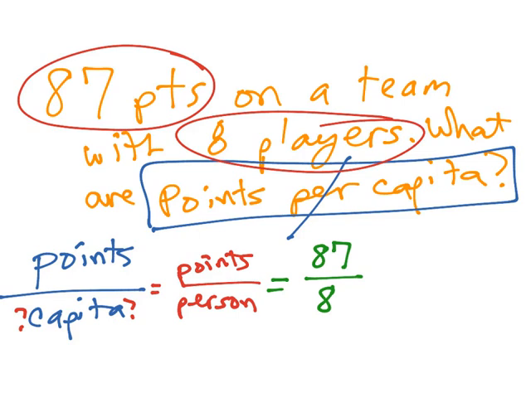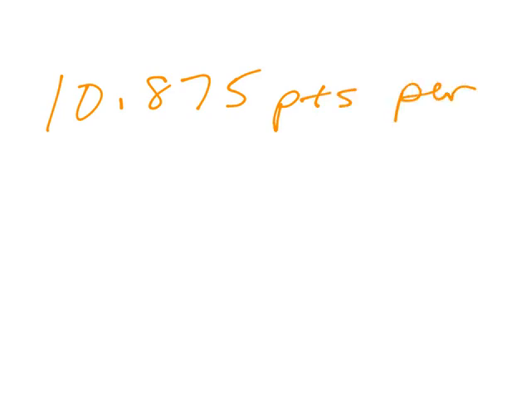So think about your calculator. You're going to take this and you're going to hit 87 divided by 8, right? Just use that fraction bar like a division sign. So 87 divided by 8 is 10.875. So we could say there are 10.875 points per person. And that is points per capita. It's just how many points would we attribute to each individual person.